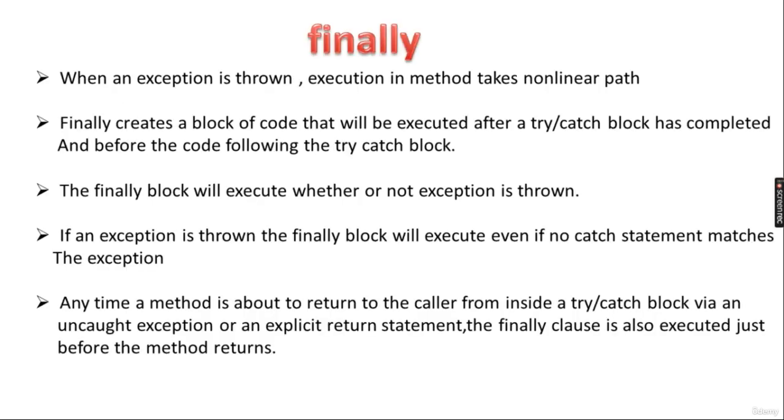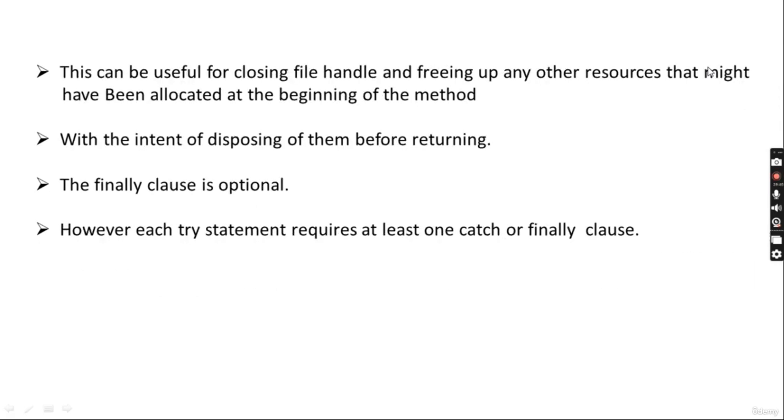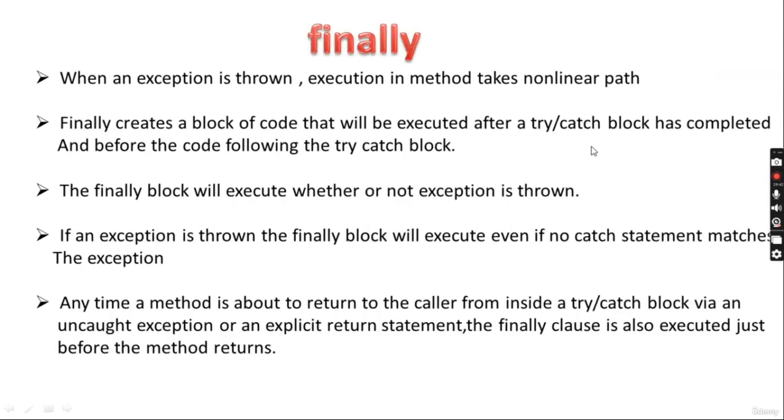Then last one is finally. When an exception is thrown, execution in a method takes a non-linear path. Non-linear means if a particular exception has occurred, then after that any line of code will not be executed at all. Finally creates a block of code that will be executed after a try catch block has completed and before the code following the try catch block.